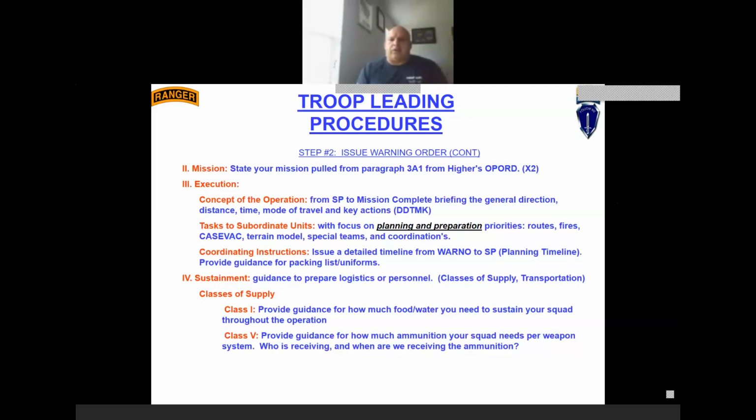And what they need to do to prep and plan for the timeline, because you can always move out from this due to your timeline. So coordinating instructions, that's when you're giving out your planning timeline and your timeline to your objective as well.